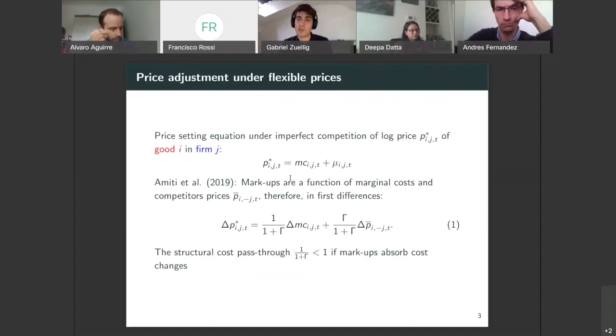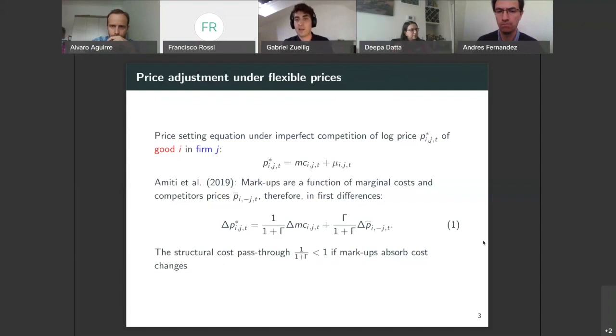If we take this observation and we write the first equation in first differences, we get an equation that we can, in principle, estimate, where we have on the left-hand side the change in the price, and on the right-hand side we have the change of some observable component of marginal cost and the change of the price of competitors. The estimated pass-through coefficient would be 1 over 1 plus gamma, and if this is estimated to be 1, then the pass-through is complete, and if it's lower than 1, it implies that the markups absorb some of the changes in marginal cost.